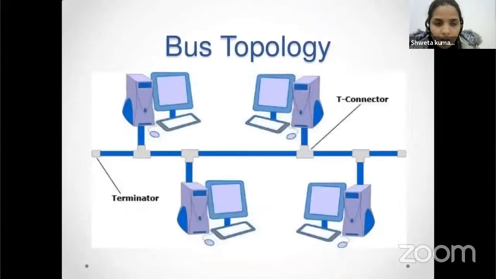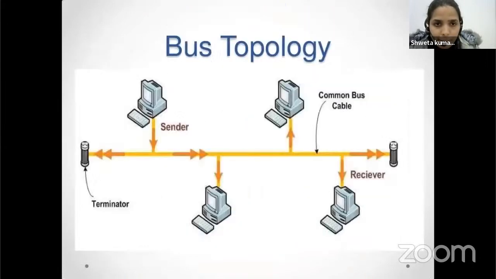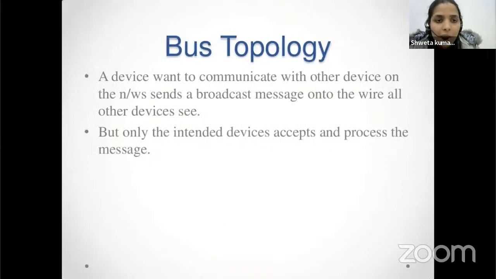This is basically how the LAN topology looks, how a bus topology looks. When a device wants to communicate with another device on the network, it sends a broadcast message onto the wire. All other devices see it, but only the intended device accepts and processes the message.